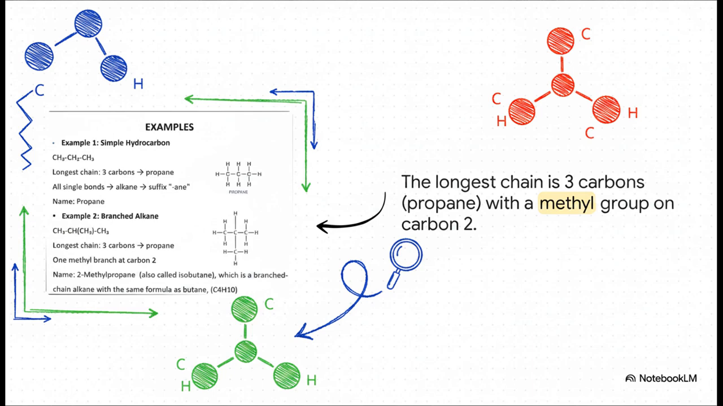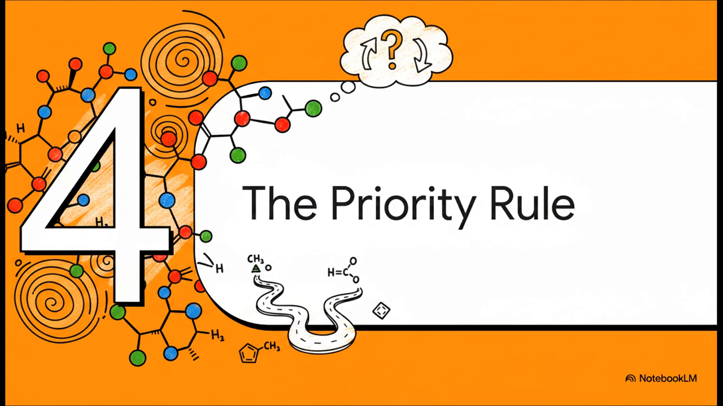Here, the longest chain is still 3 carbons, so our parent name is still propan. But now, see that little branch sticking off? That's a 1-carbon group, and we call that a methyl group. Now we number the main chain to give that branch the lowest possible number, which is 2. So we put it all together, 2-methylpropane. It's just a system.